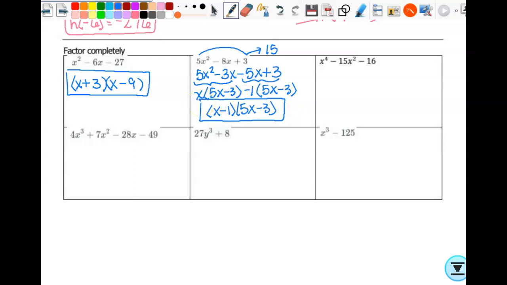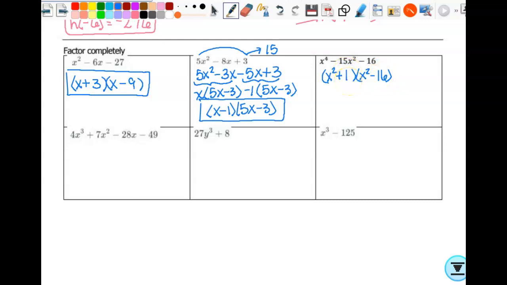All right, so here, a is 1, and I think some people make this out to be way harder than it really is just because it's to the fourth. This is actually easier than this one. I treat it just like this one. A is 1, so I can start off with 2 sets of parentheses. Instead of x and x, I have x squared and x squared. This is negative, so my signs are opposite, a plus and a minus. So I need two numbers that multiply to give me 16, subtract to give me a negative 15. So that'll be a negative 16 and a positive 1.